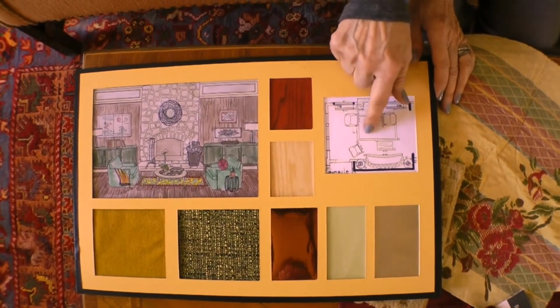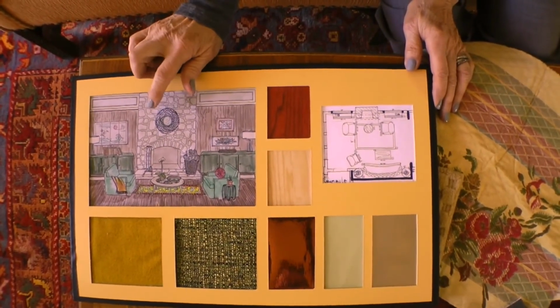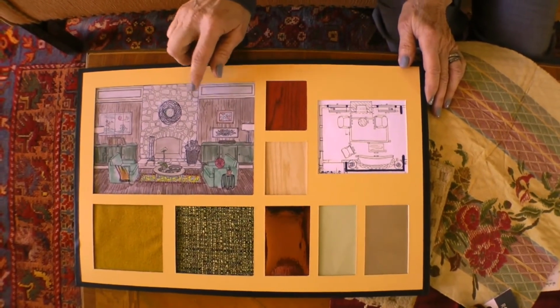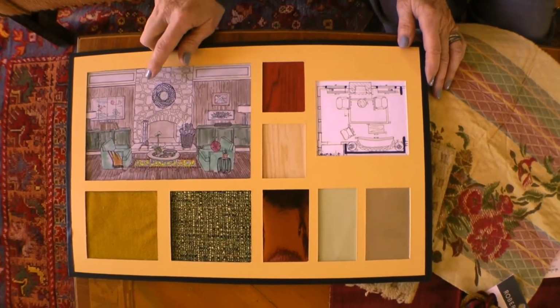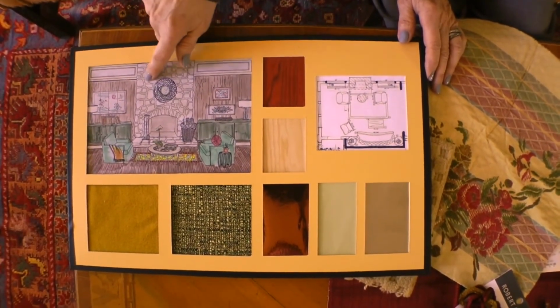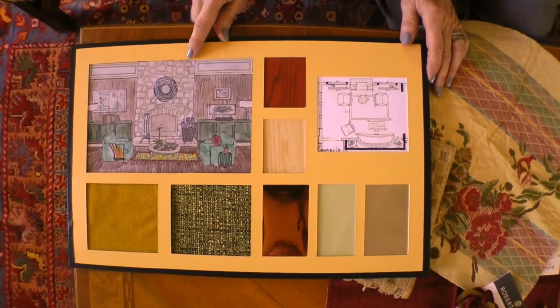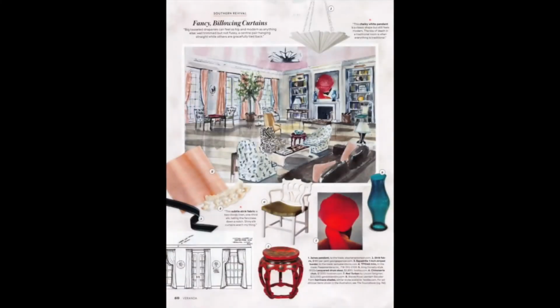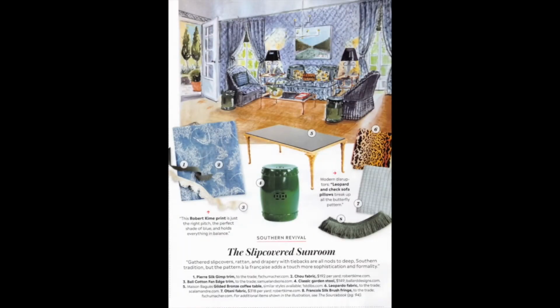Again, I always like to start with a floor plan. And incidentally, this particular colored rendering was done by photocopying onto vellum. This is actually vellum paper and then watercolored. So you have an example of how beautiful this whole construction can be if you don't have watercolor paper and you need to use the vellum. Here are some examples from recent magazines of how designers present their mood boards. A beautiful hand-drawn image in the center with all the supporting elements of fabrics and furnishings surrounding it.